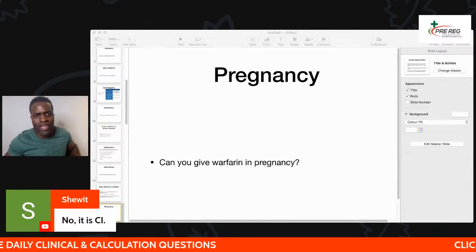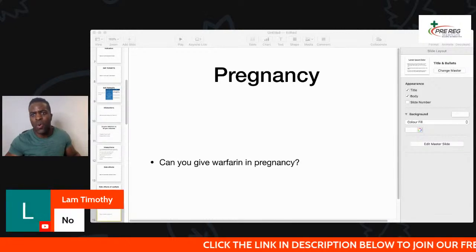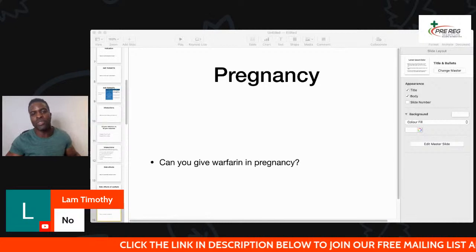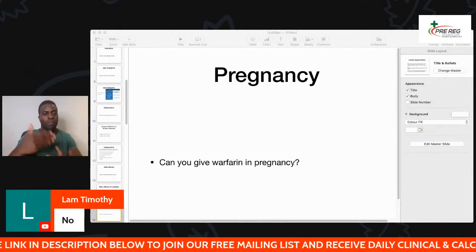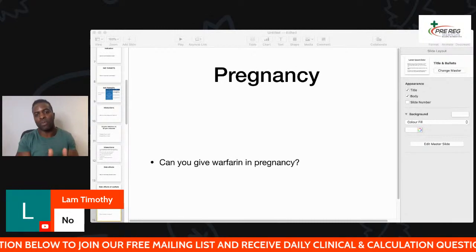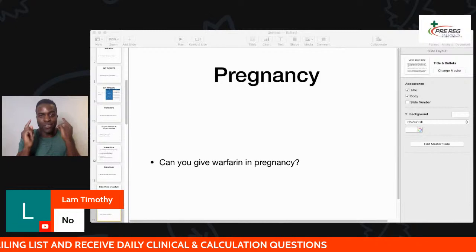Sherry says, no, they can't take warfarin, it's contraindicated. Cuba says, no, not given to pregnant women. Lam Timothy says, no, lots of no's. Yeah, so it's teratogenic, right? It crosses the placenta, okay? It crosses your placenta, so you don't give warfarin, especially in the first and third trimester.